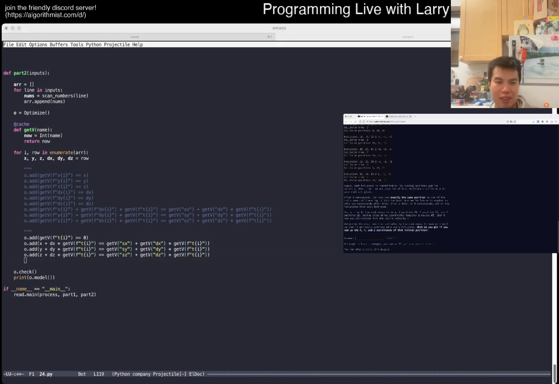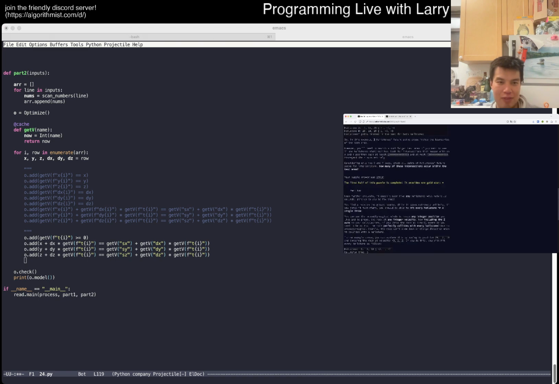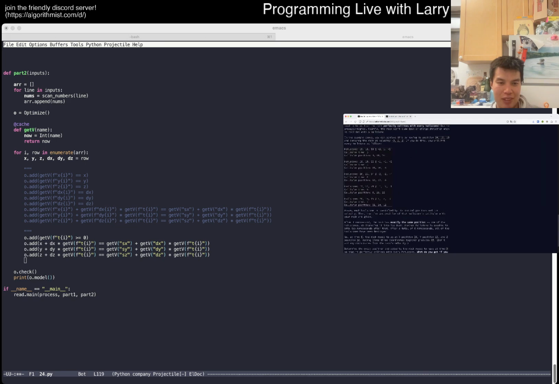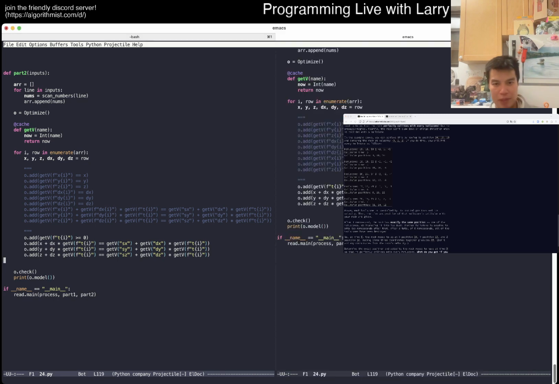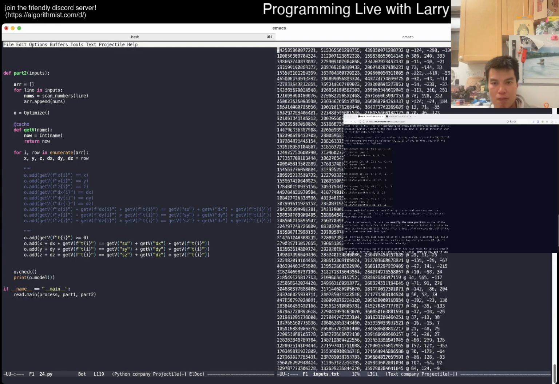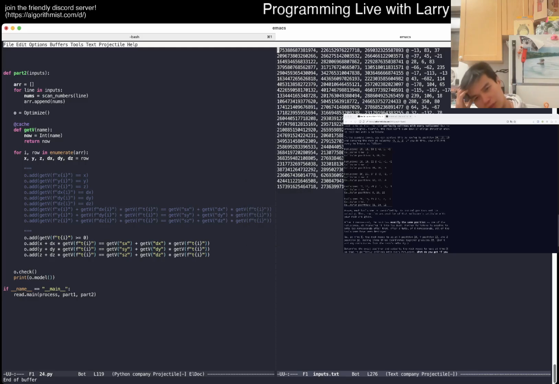Can I add additional constraints? I mean, still only 14 people got it, so I think this is as hard as I think it is. Input, maybe something input sensitive. Six-dimensional search.